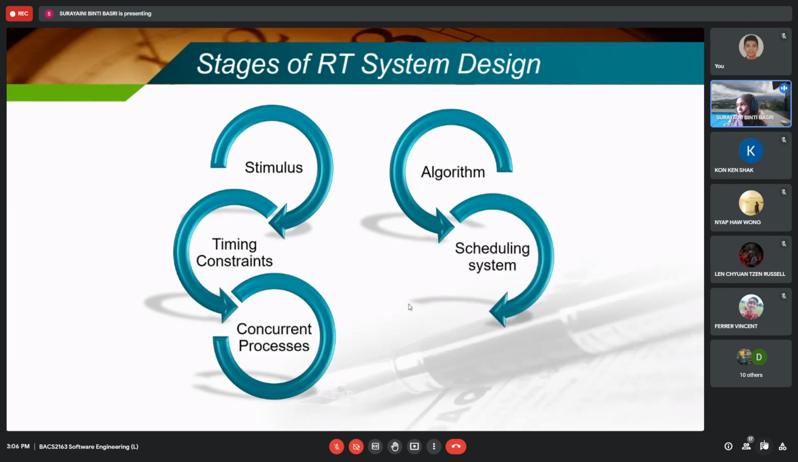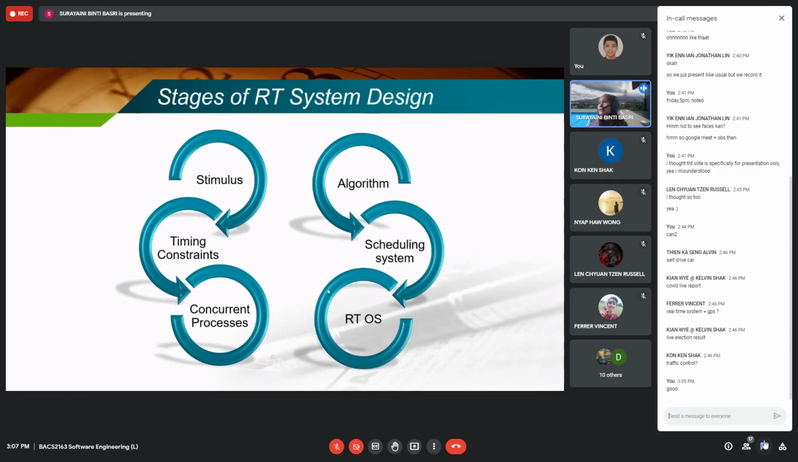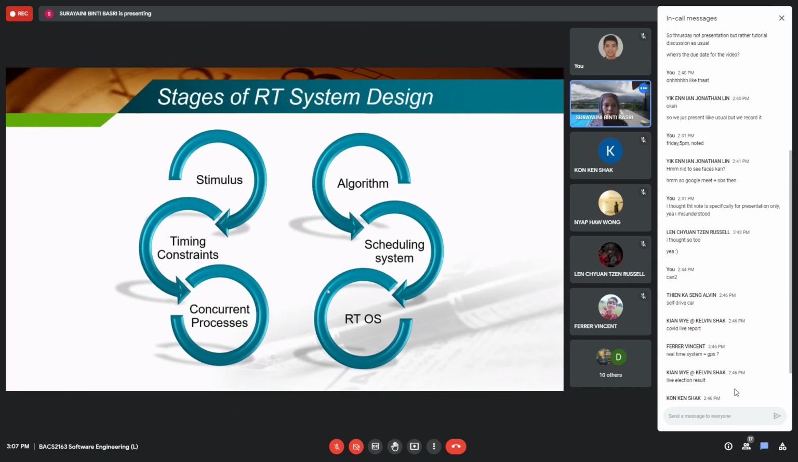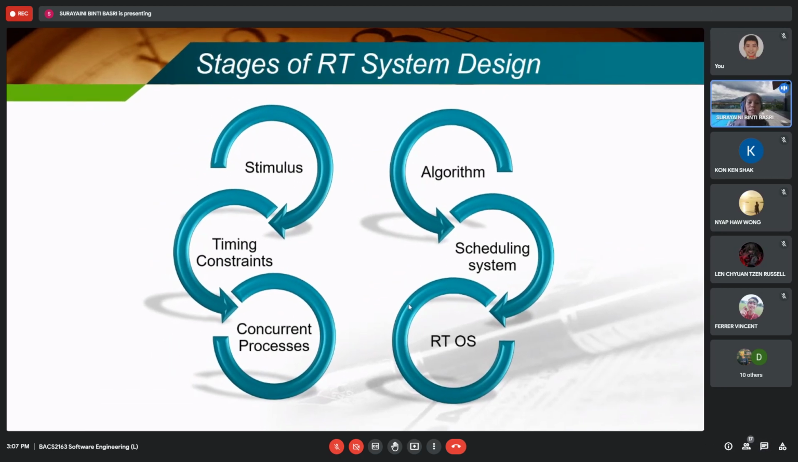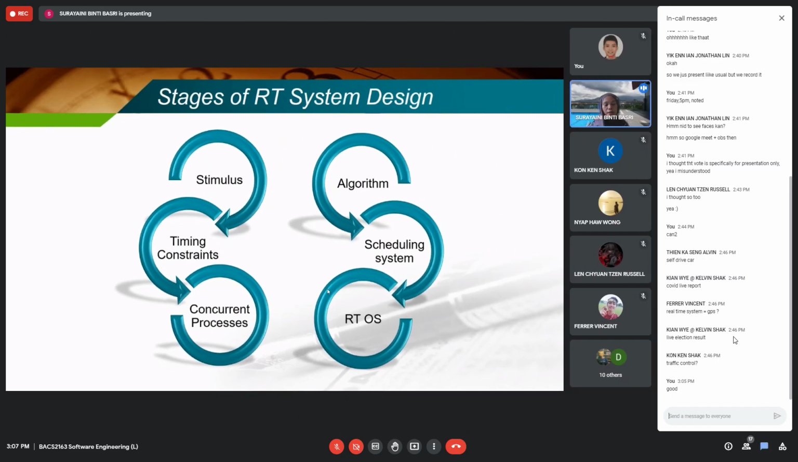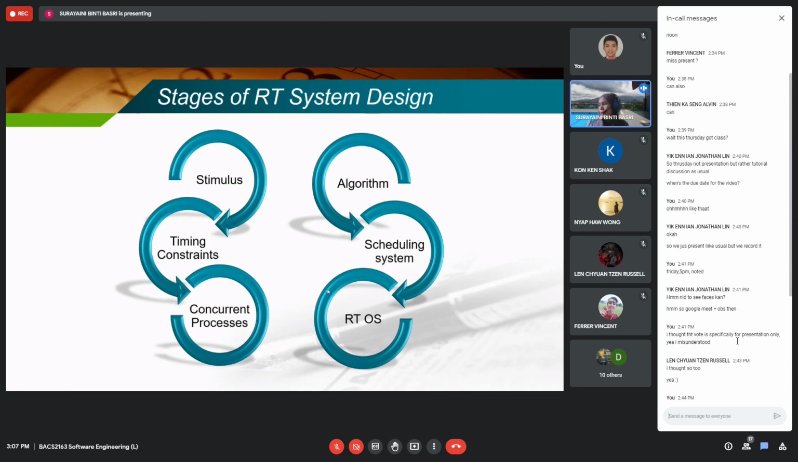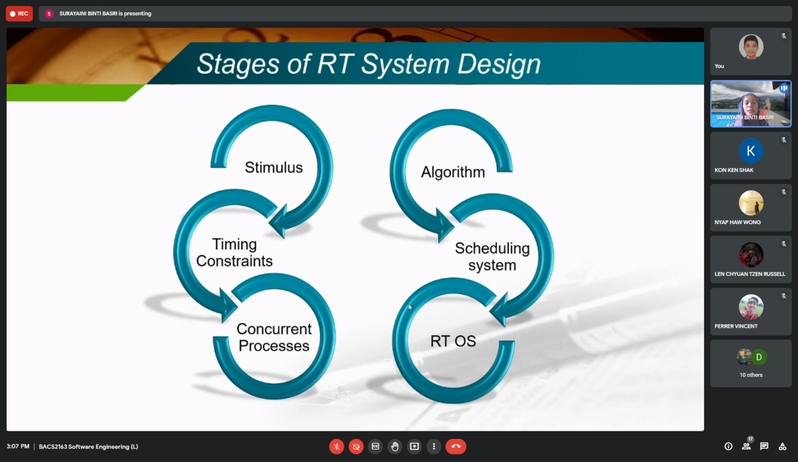After you have done the algorithm, then you need to do the scheduling, whether the processes are concurrent or one after another. After that, we will need to choose the real-time operating system. The real-time system will need its own OS. We call it the real-time operating system, RTOS. We will learn about that later in the next slide.